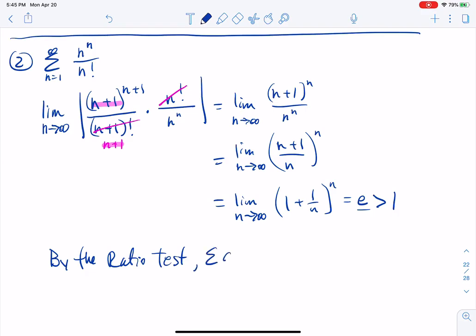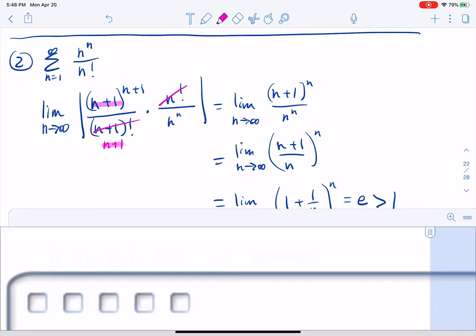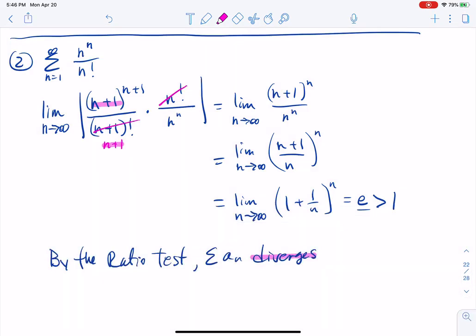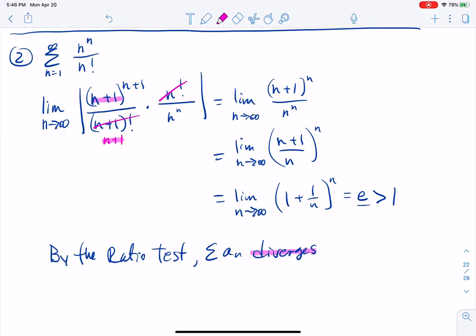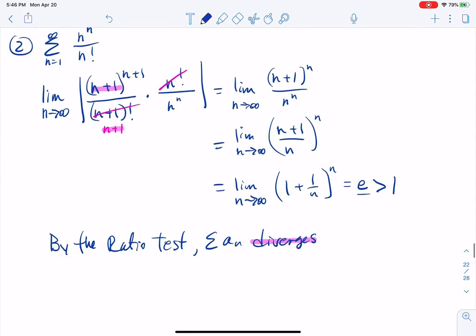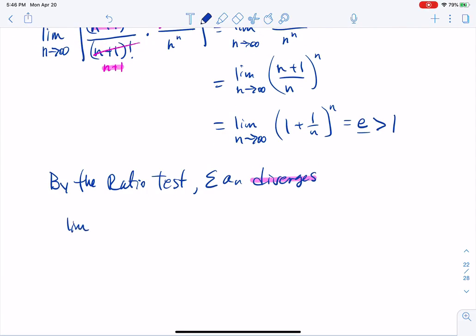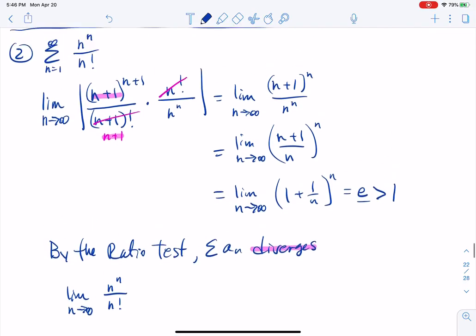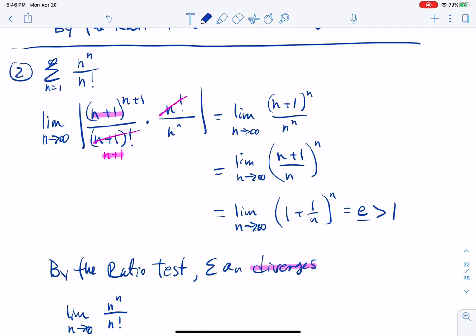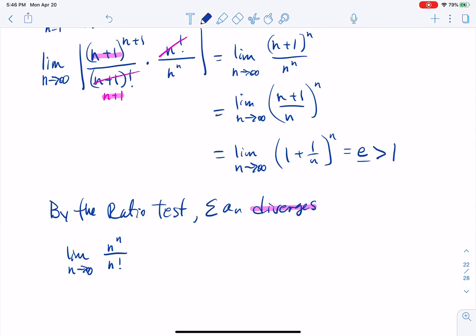Our summation, a sub n, diverges. Now I'm just going to take a second to look at this with the nth term test for divergence. If I were just to look at the limit as n goes to infinity of n to the n over n factorial, well, we looked at 2 to the n and n factorial, and we saw that the n factorial grows faster. Is that still the same with n to the n?